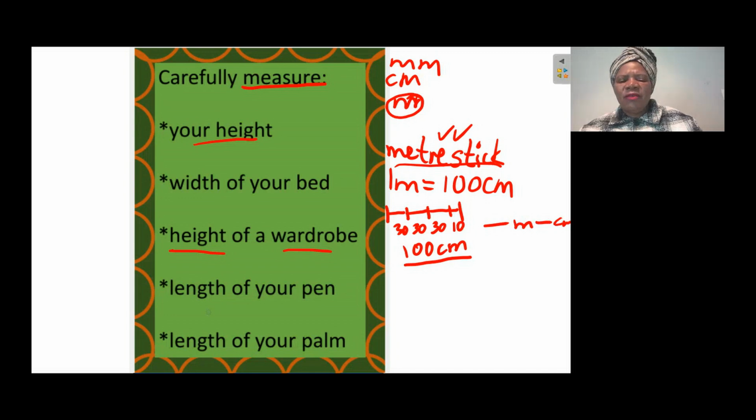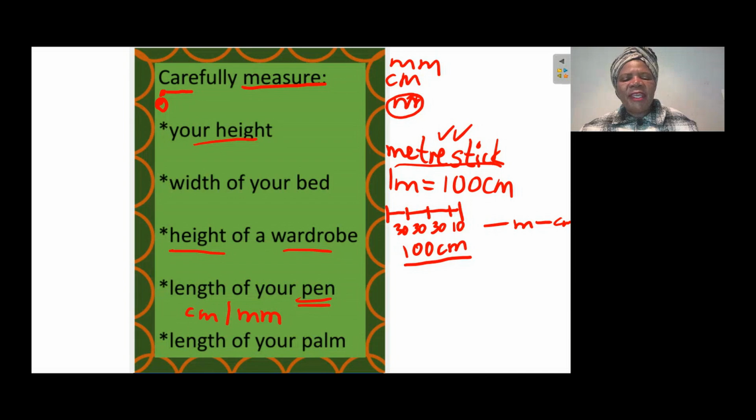Okay, then we go to the length of your pen, the pen that you use to write with. It is small, so you can use your small ruler and measure in centimeters or millimeters. But when you are measuring, make sure that you start from the 0 mark, the 0 point on your ruler. The 0 point must be exactly at the beginning of what you are measuring.